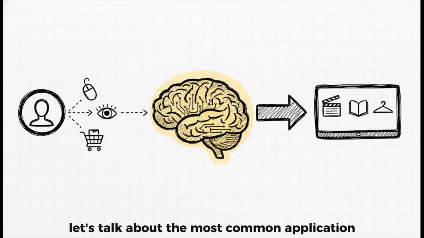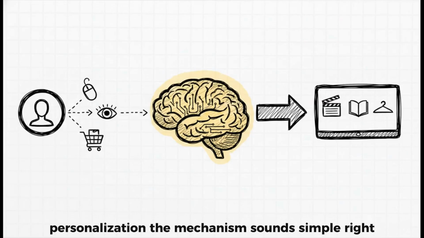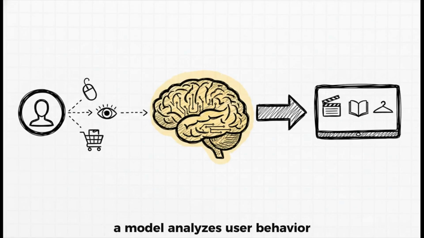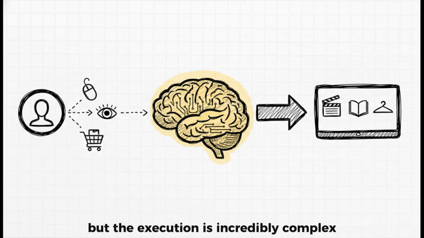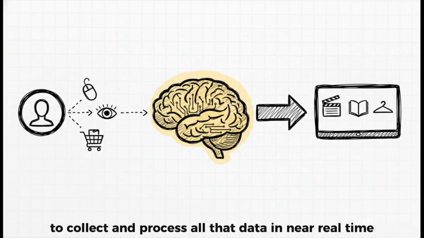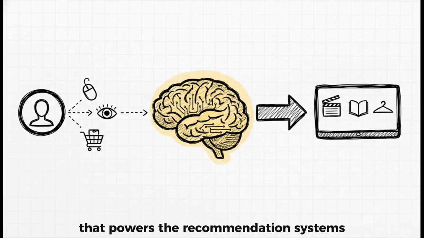Let's talk about the most common application, personalization. The mechanism sounds simple, right? A model analyzes user behavior, what they click on, what they look at, what they buy, to predict what they'll want next. But the execution is incredibly complex. It requires a really robust data pipeline to collect and process all that data in near real time. This is the engine that powers the recommendation systems you see on Netflix and Amazon.